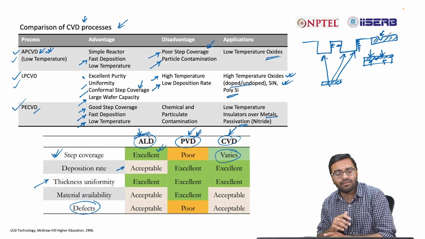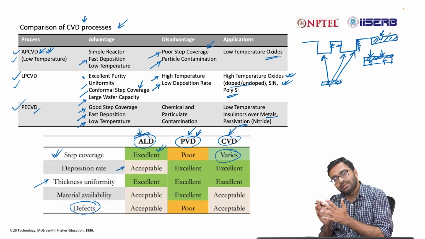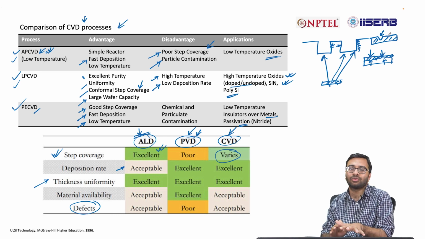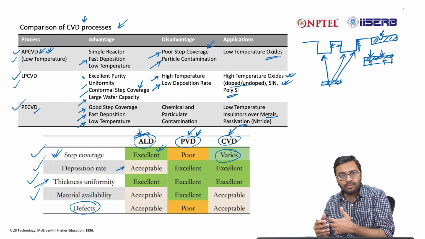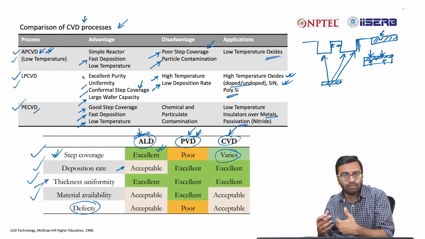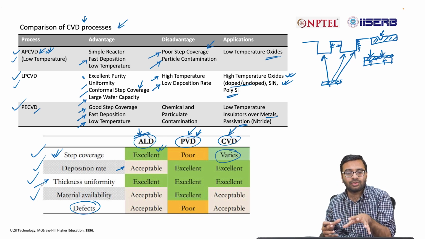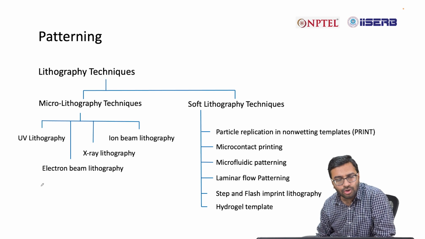Okay, so this is a kind of comparison that I have shown just to give you an idea that there are different processes or deposition techniques available, but one has to choose a deposition technique based on all these parameters: what the device engineer wants, what the sensor engineer wants, what a researcher wants. So based on that you can choose what process is suitable for certain device fabrication or sensor fabrication. Now the next topic is patterning.